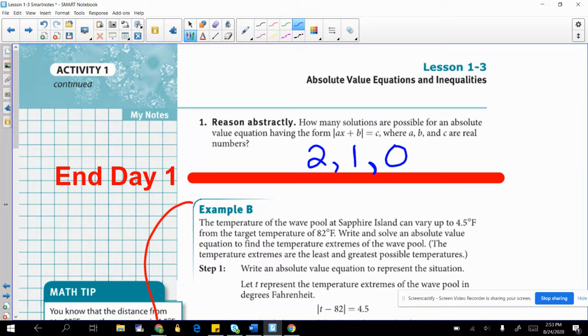So that's how many solutions are possible. You could have 2, 1, or none. You'll never have more than that, okay? All right, so that is how to solve absolute value equations.